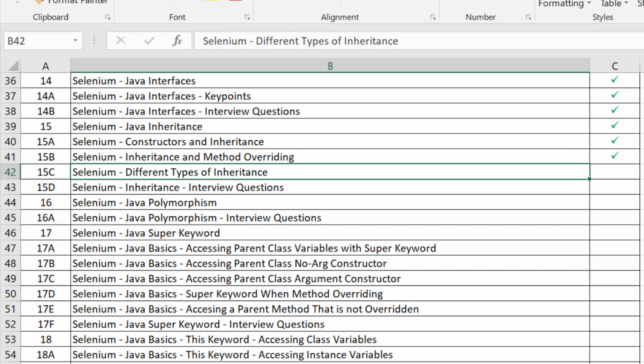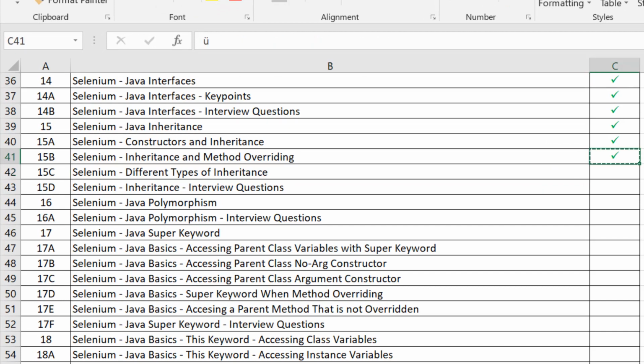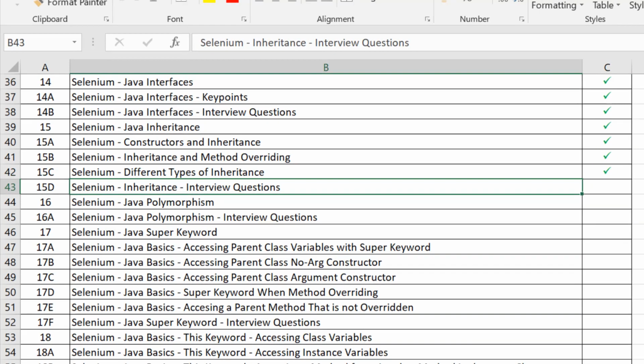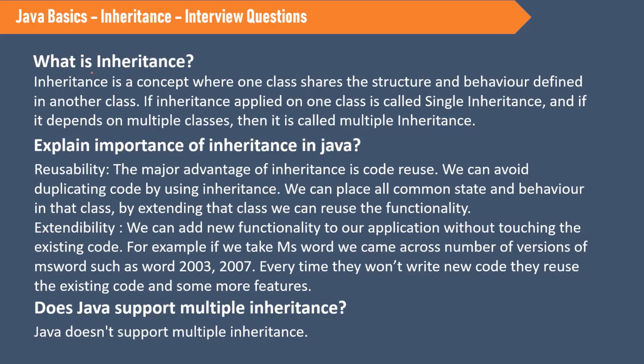In the previous video, we have seen different types of inheritances. So this is completed now. In this video, we will see some interview questions on inheritance. The first question is, what is inheritance? Inheritance is the process by which one class acquires the properties and functionality of another class.